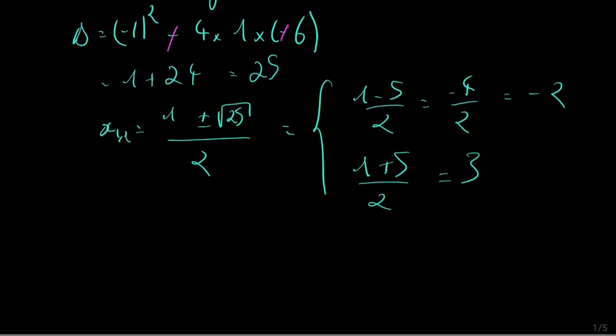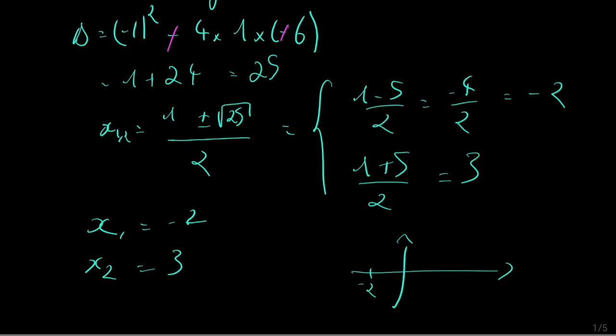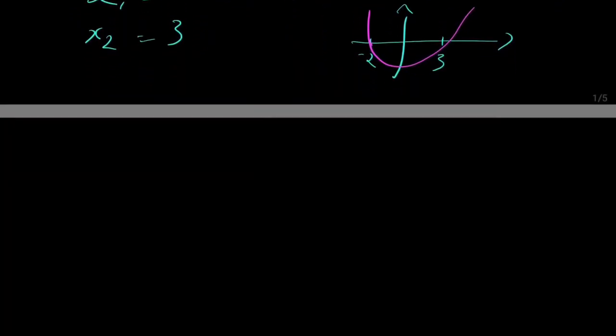So there are two solutions. x1 is equal to minus 2 and x2 is equal to 3. And so we can say that the graph is something like this, with minus 2 here, 3 here, and the graph of g goes like that. And so between minus 2 and 3, g is negative, and this is positive outside of its roots.